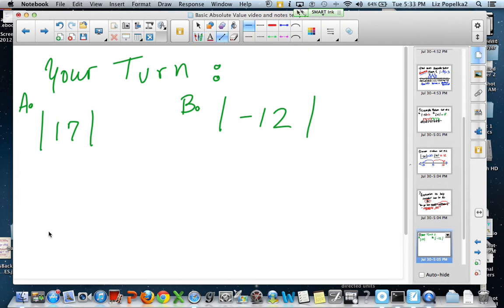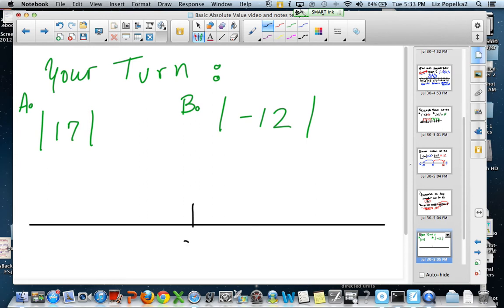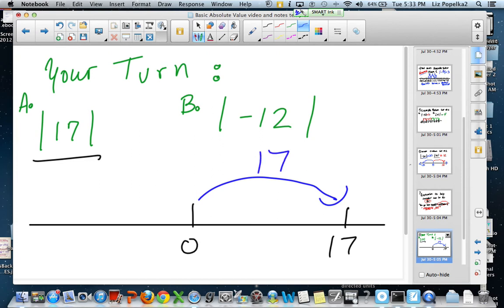So if I were going to travel on a number line, because remember, that is what absolute value means. If I were going to travel from 0 over here to positive 17, it would take me 17 steps to get there. There's no such thing as negative steps. So the absolute value of positive 17 is simply 17 to represent the 17 steps that it would take me.